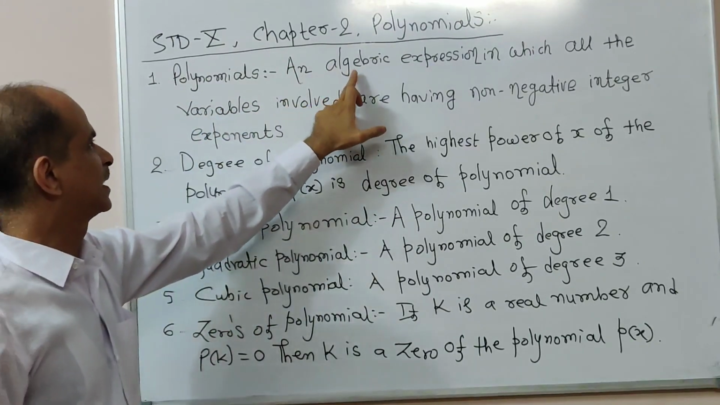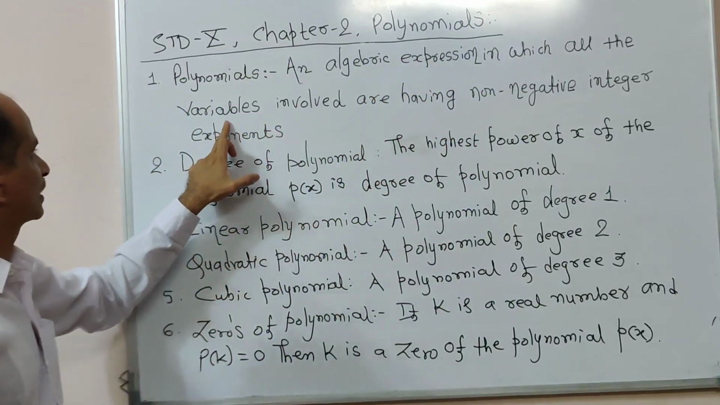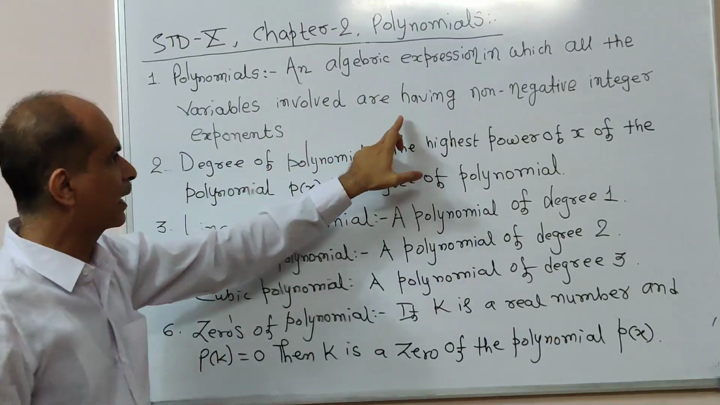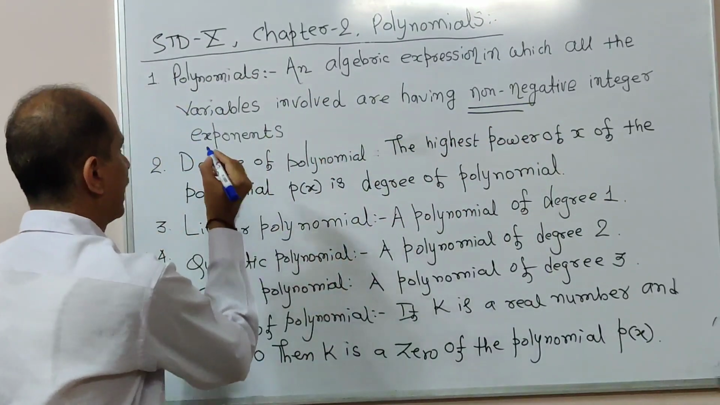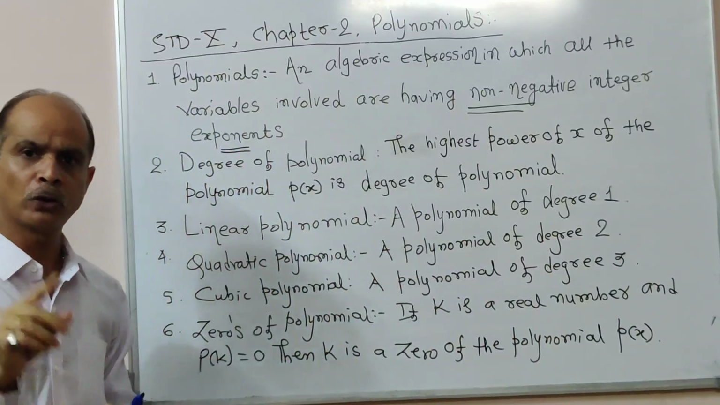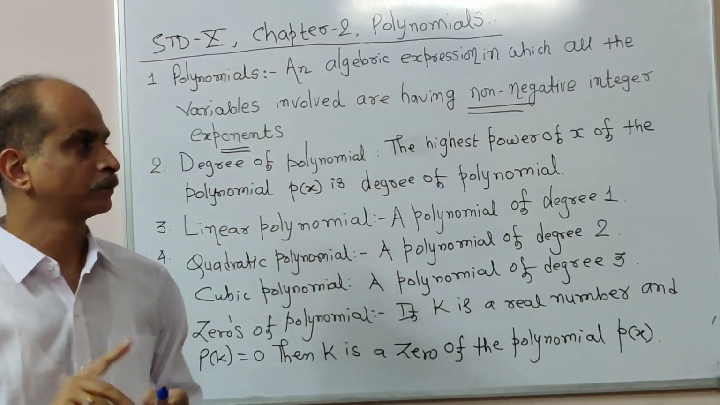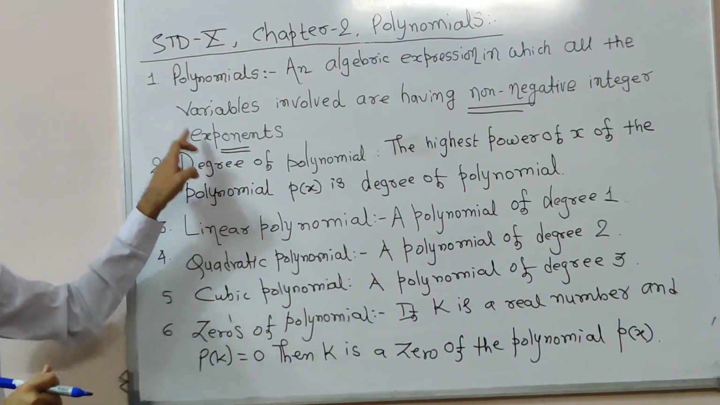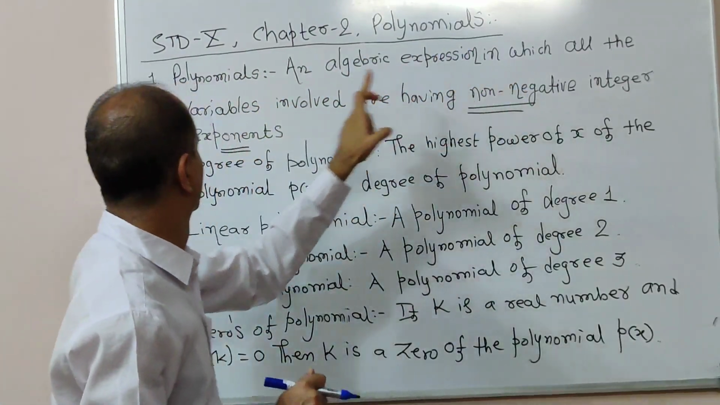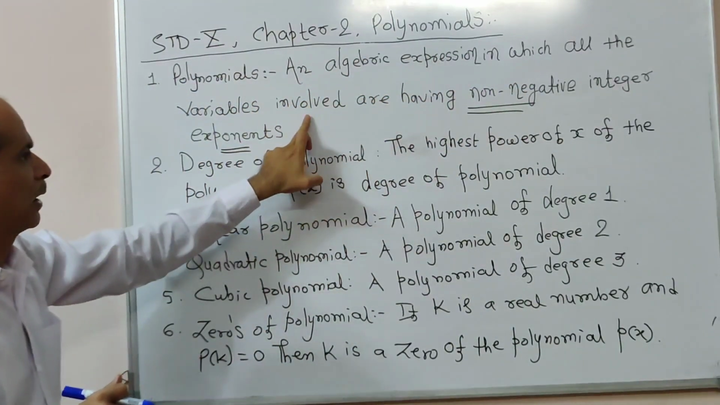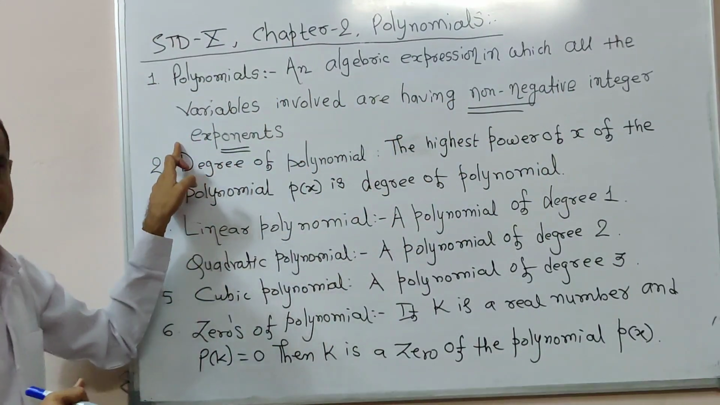Any algebraic expression in which all the variables involved have non-negative integer exponents. Non-negative means 0 or positive. So a polynomial means any algebraic expression in which all the variables involved have non-negative integer exponents.